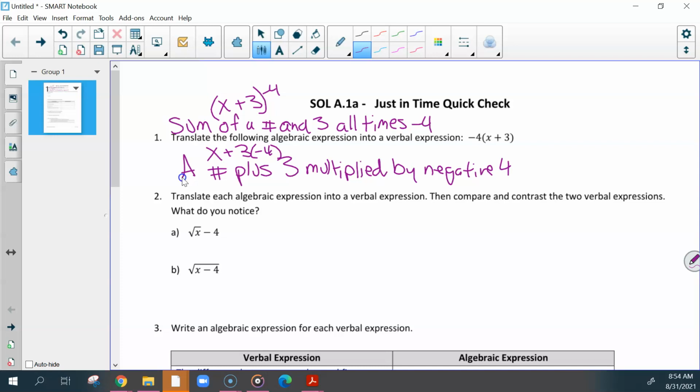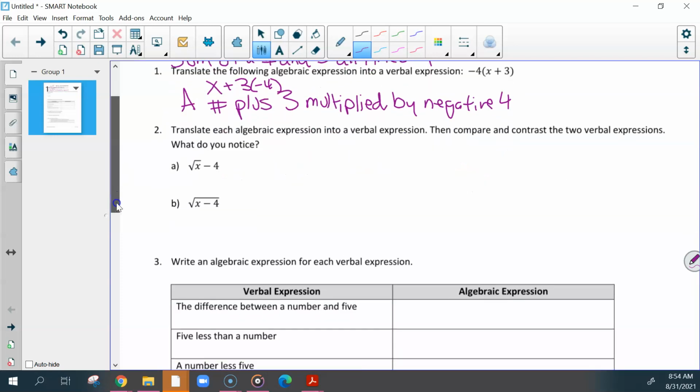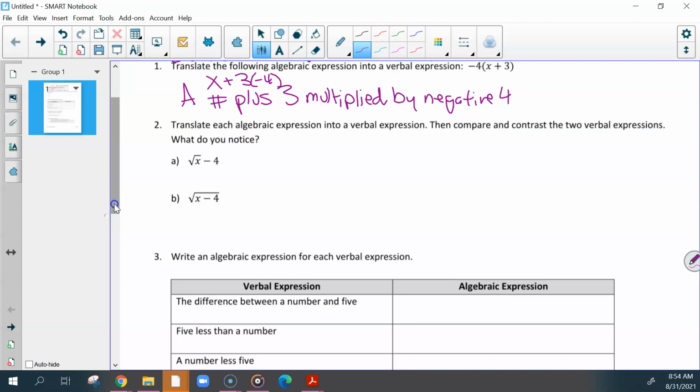Okay, someone? Negative 4 multiplied by the sum of x and 3, that would work. You could have started off with the product of negative 4 and then said something about how x and 3 were being added. Any variation of those. Alright, for A, we'll just get 1 for this one.